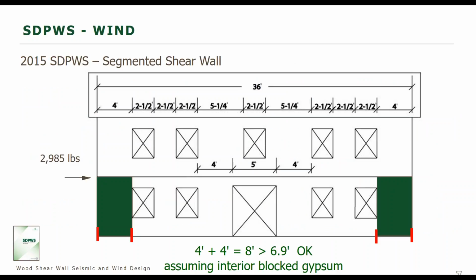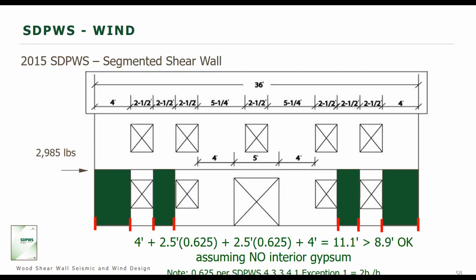what we figured out earlier with the full height approach in the WFCM. So for the wall where we have the blocked gypsum on the interior providing a contribution, we have to have 6.9 feet of full height segments. So we can accomplish that with our 2 segments at each end, or 1 segment at each end, 2 segments total. So on the interior, or when there's no interior gypsum contribution, we do need to have that 2bs over h adjustment on the effective length.